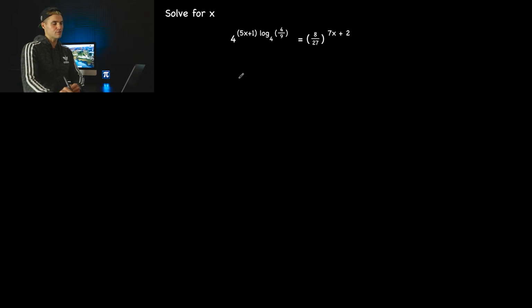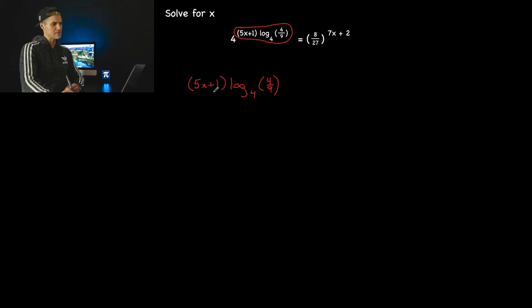So the first thing I'm going to do here is I'm actually going to take this entire expression that's in the exponent with this base of 4. So let's maybe write it down here. So I'll have 5x plus 1 log base 4, 4 over 9, like this. And I'm going to try to simplify this first.